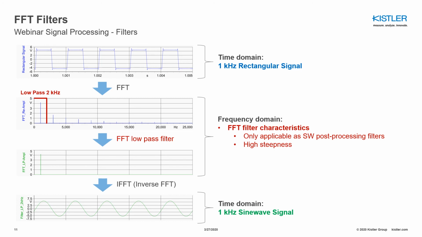So the takeaways here are FFT filters can only be applied as software post-processing filters, and they have a very high steepness, which we have shown in this example. That means frequencies above the cutoff frequency are filtered.